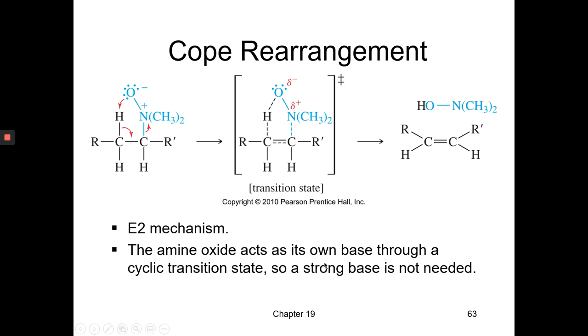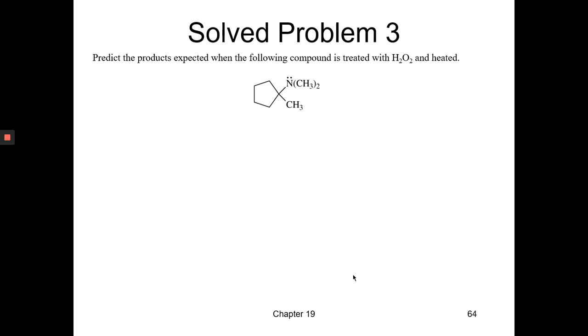Okay, an advantage of using the Cope rearrangement is that we don't have to use a strong base. The amine oxide acts as its own base. Okay, so what would be the expected products from the Cope elimination? Okay, here's our nitrogen, our alpha carbon and our beta carbon. We also have a beta carbon going this way. So there would be two possible alkene products, one inside the ring and one outside the ring.